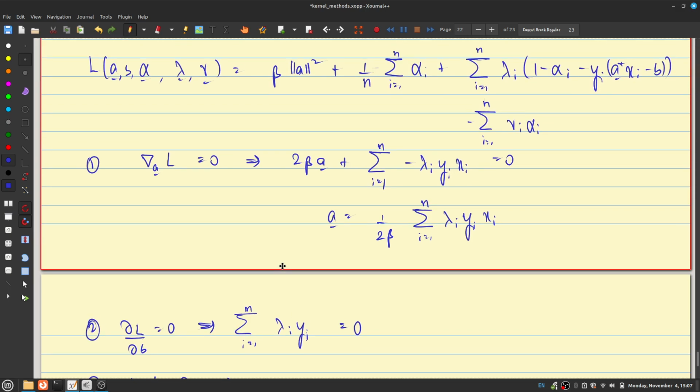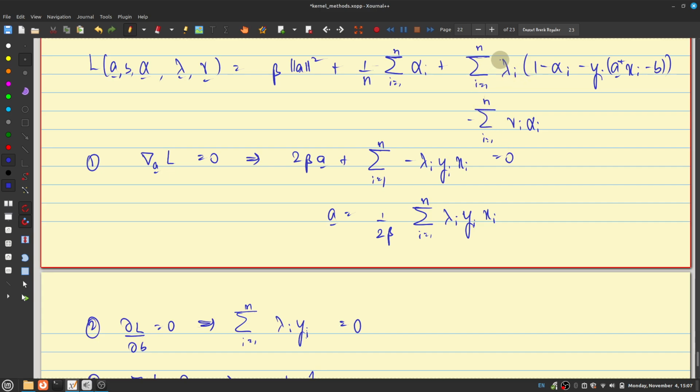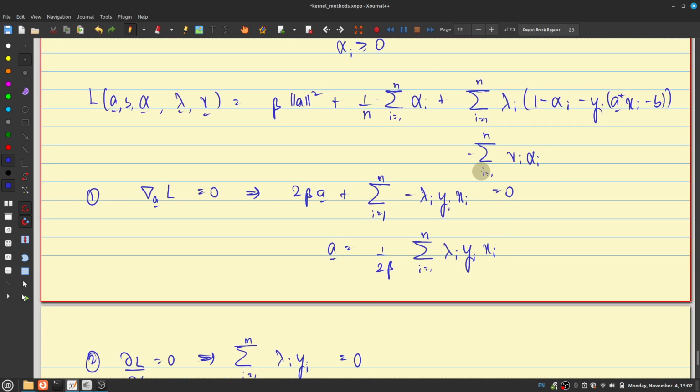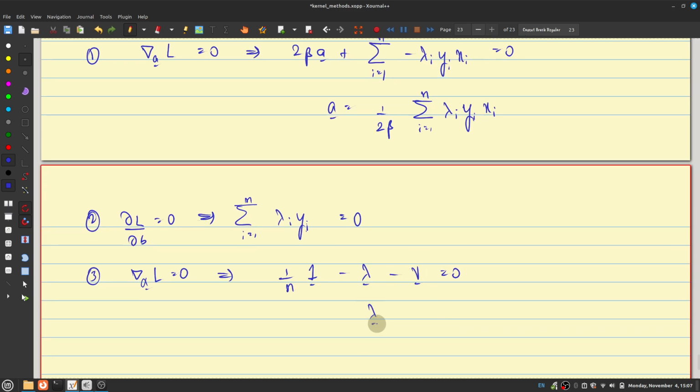One by n. Okay, so if you take the partial derivative with respect to each alpha i, that would be 1 over n times the all ones vector, minus the lambda vector, since you're taking the derivative with respect to alpha i, and minus the nu vector. This should be equal to 0. So lambda plus nu should be equal to 1 over n times the all ones vector. Or in other words, lambda i plus nu i should be equal to 1 by n for every i.